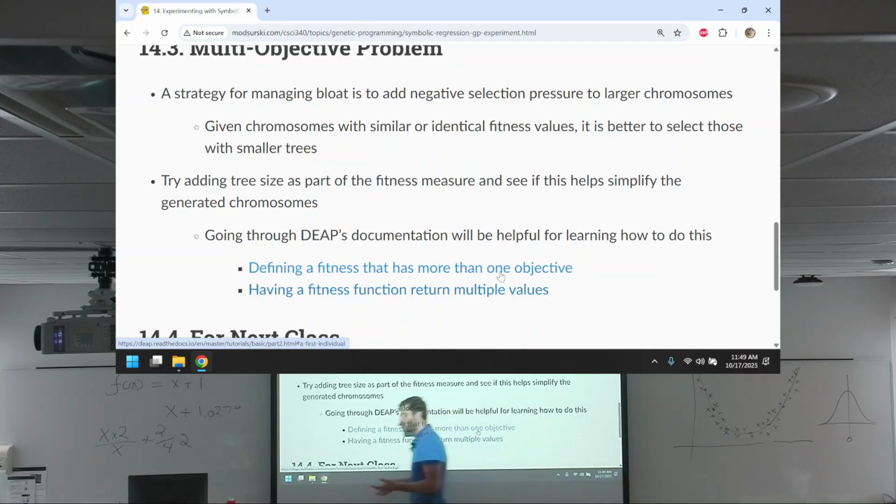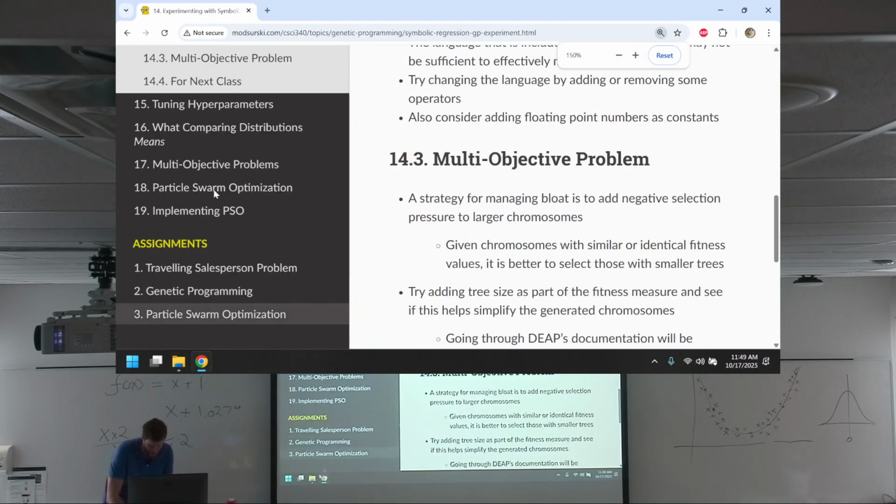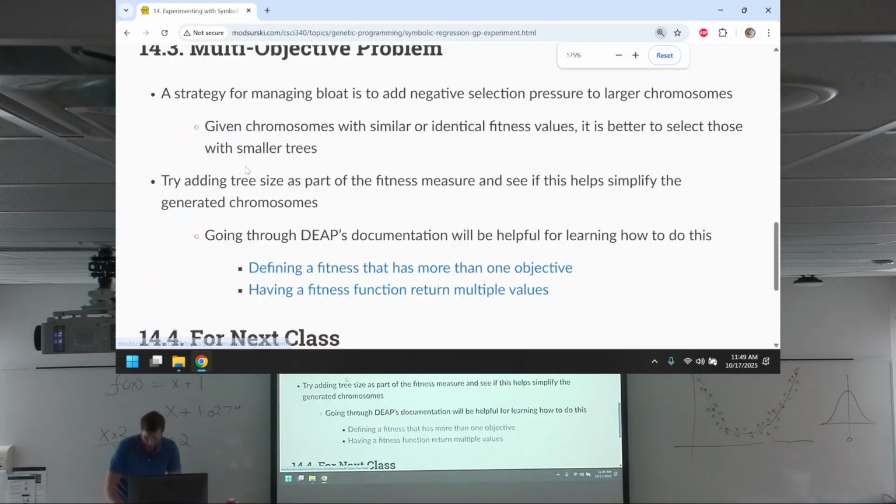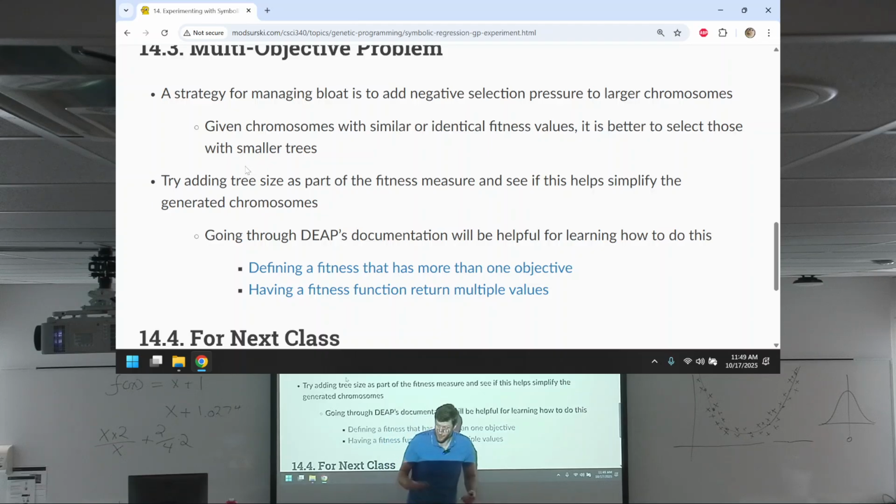Now, how do you deal with multi-objective problems? Well, there's a whole topic on that that's coming up soonish. But a little spoiler, one of the simplest ways to do it is a weighted sum. All right? And that's what Deep wants to do. Deep is ready for a weighted sum really easily. A weighted sum, you should all be really familiar with.